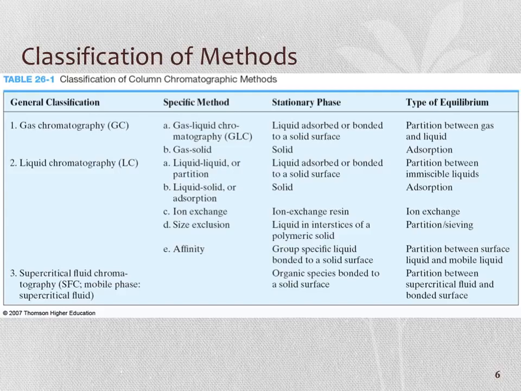So this is a more detailed classification of the methods where we have gas chromatography, liquid, and supercritical fluid, and then each of them has a specific method that goes with it. And it has to do with what the stationary phase is. In the case that you have a liquid adsorbed or bonded to a solid surface, then we call this gas-liquid chromatography if we're passing gases over it. So you can take a moment to pause the video and look at this table in more detail to figure out what the different types of chromatography are.